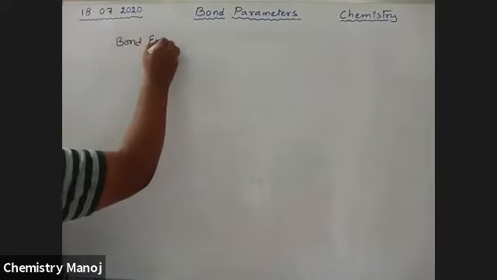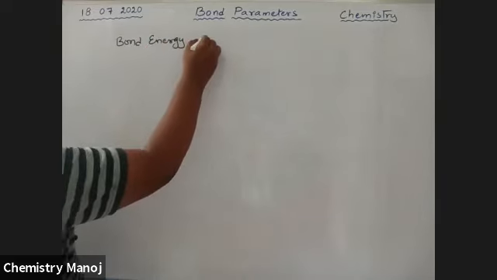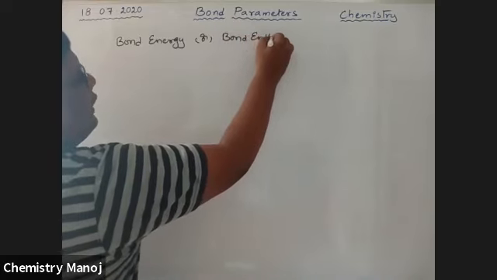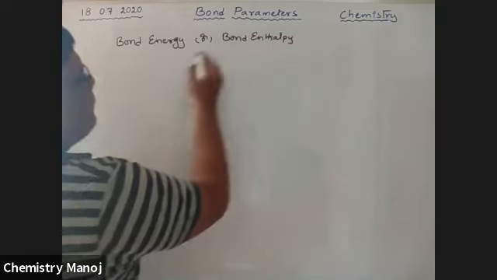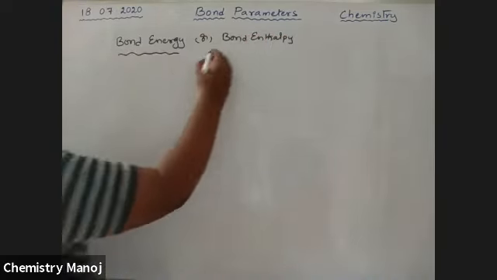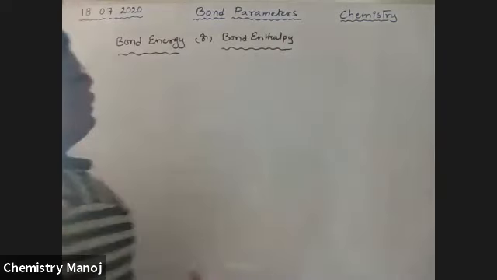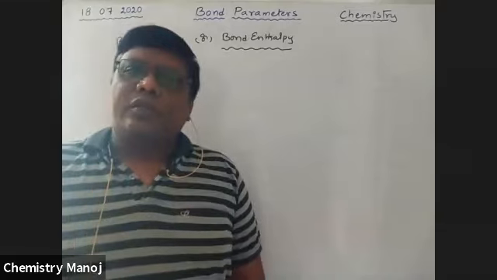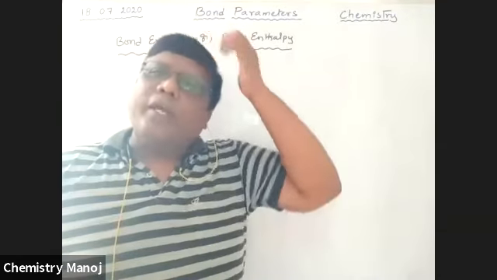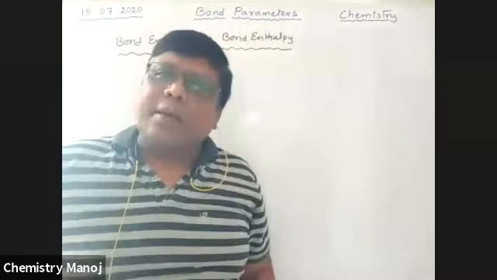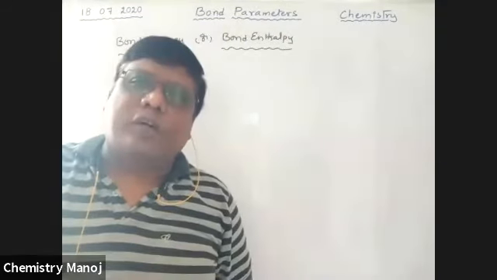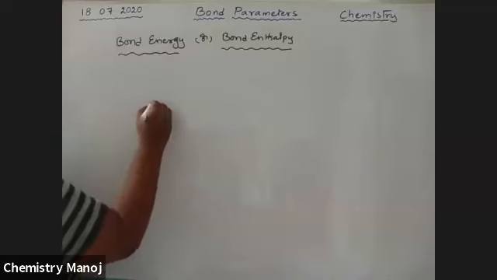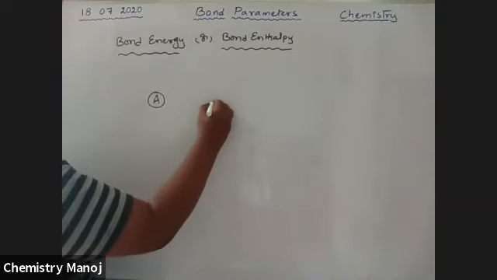Bond energy, which is also called bond enthalpy. What is this bond energy? It is the energy required to break the bonds, or the amount of energy released when a bond is formed. See here, there is an A atom and a B atom.